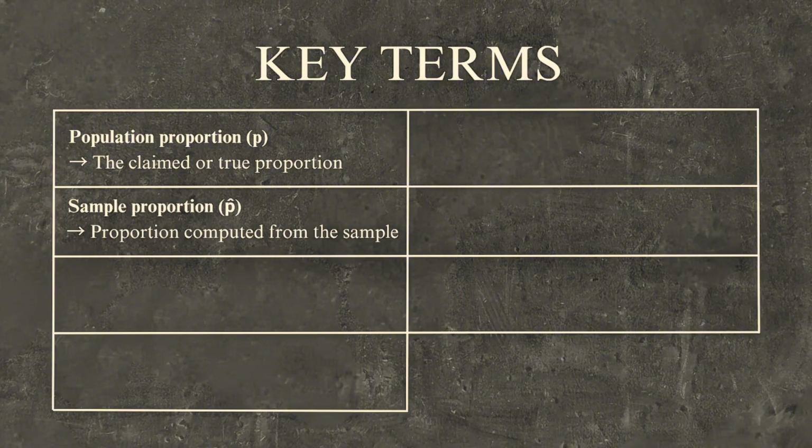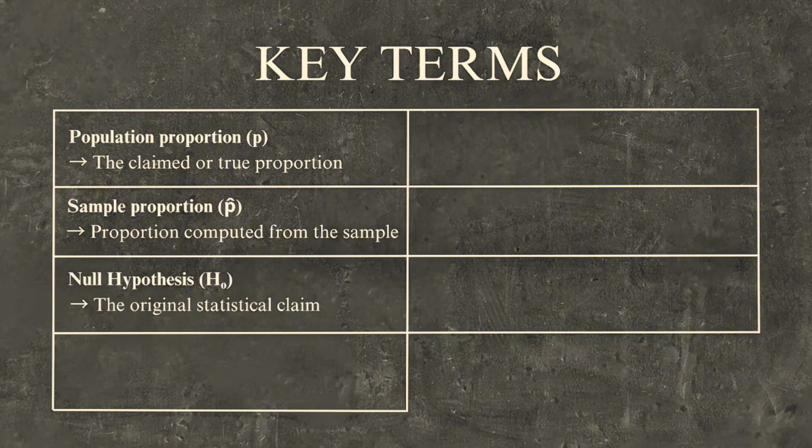Next, sample proportion. This is the proportion calculated from the sample only. For example, you surveyed 50 students and 35 passed. So our sample proportion is 0.70, because 35 out of 50 is 70%.